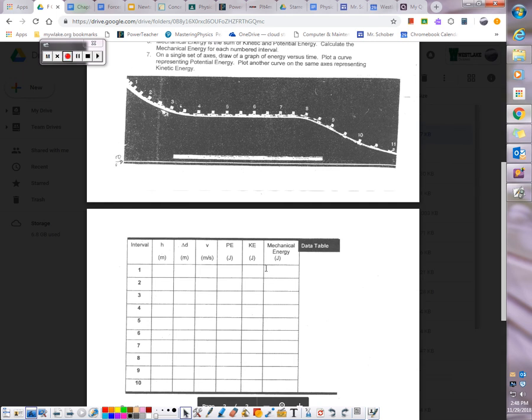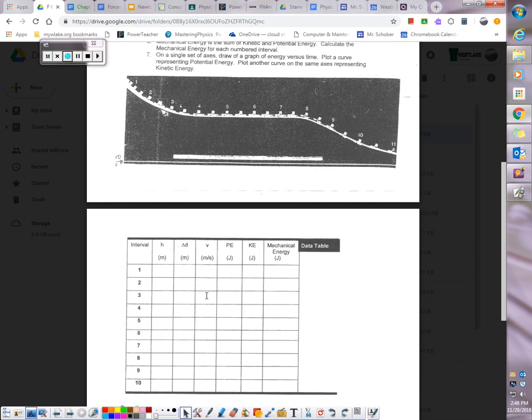Now, in idealized circumstances, every number in this column should be the same, because what we're losing in PE is equal to what we're gaining in KE, or so says the law of conservation of mechanical energy. But again, that may not necessarily be the case. You may see that this total amount of energy has reduced as it goes from the first interval to the last interval, meaning that it lost some energy somewhere.